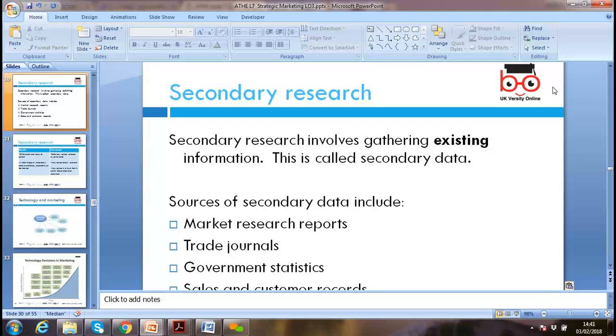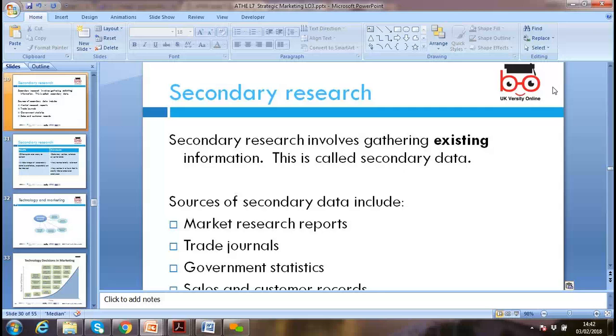Secondary research. What is meant by secondary research? It involves gathering existing information which has already been published, and which we can use as benchmark information. Good. So secondary research involves gathering existing information.